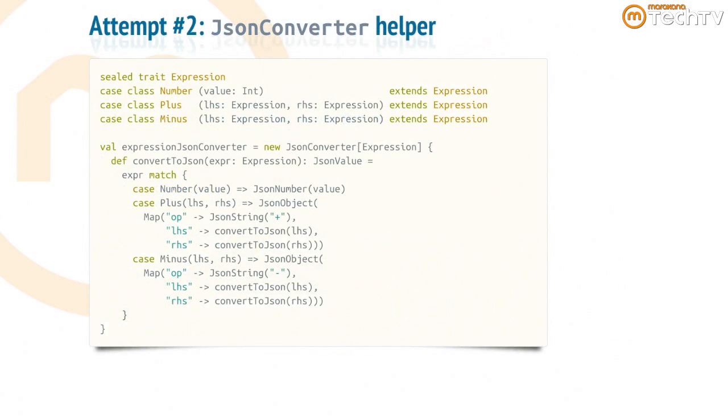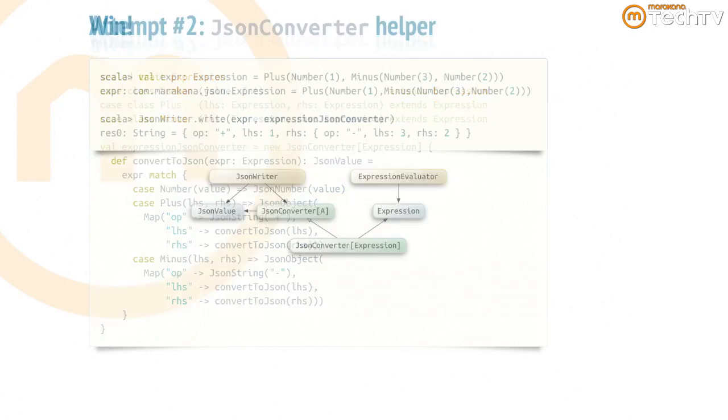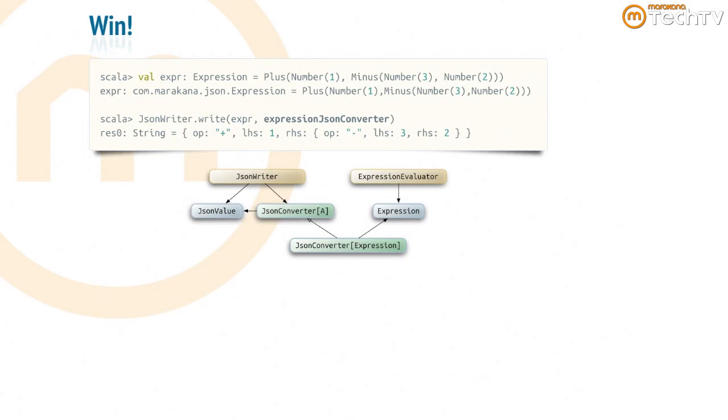So the benefit that we get from this is that expressions now get to be just what they were before. They get to be raw data with no methods polluting them. So we've got the original expression ADT, and we've separated out the logic of how to convert our expression ADT into our JSON value ADT. This is great. Now we can call JSONWriter.write with our expression again, and as long as we pass in the expression JSON converter that we just defined, we still get the value at the other end that we wanted.